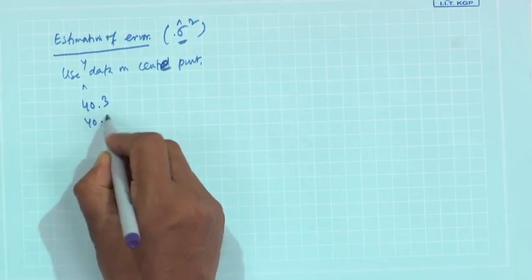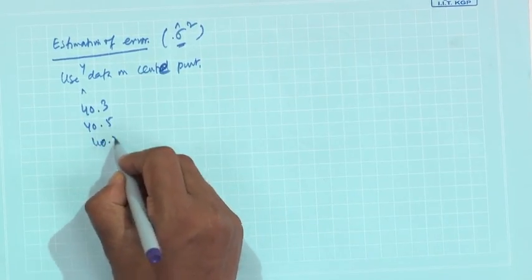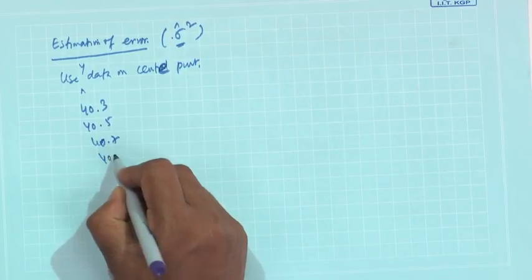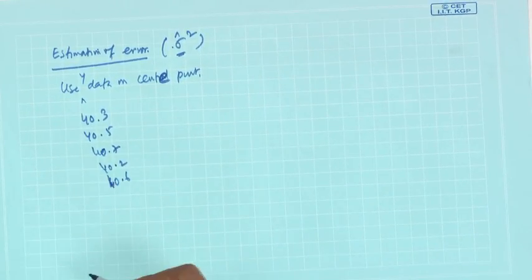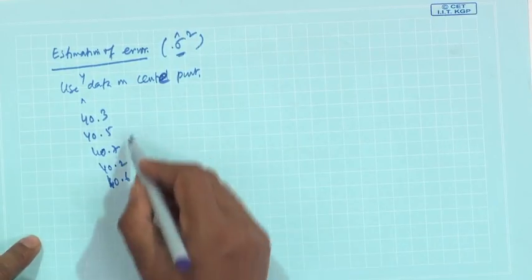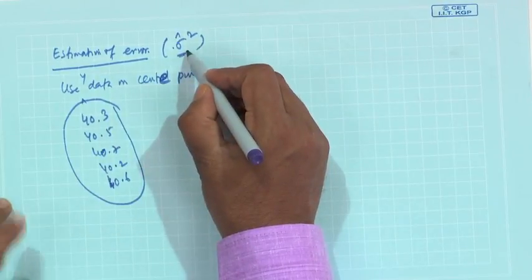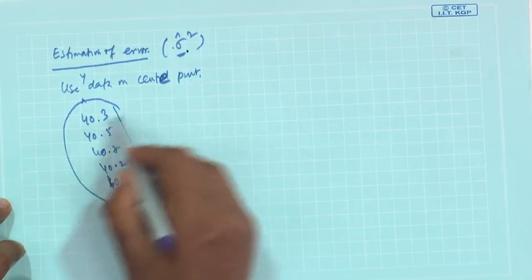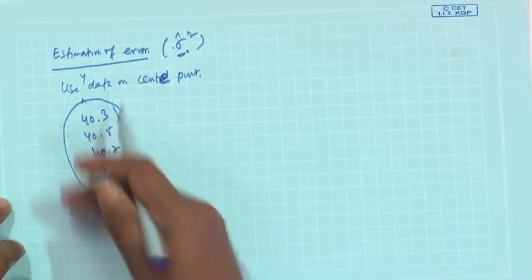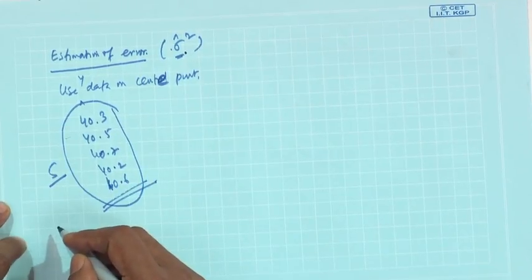40.3, 40.5, 40.7, 40.2, 40.6. Okay. So, using this data, can you not find out the sigma square? Yes, you find out the mean of this data, the deviation from the mean, and then square, divided by how many data points? 5 data points are there, you will find out.